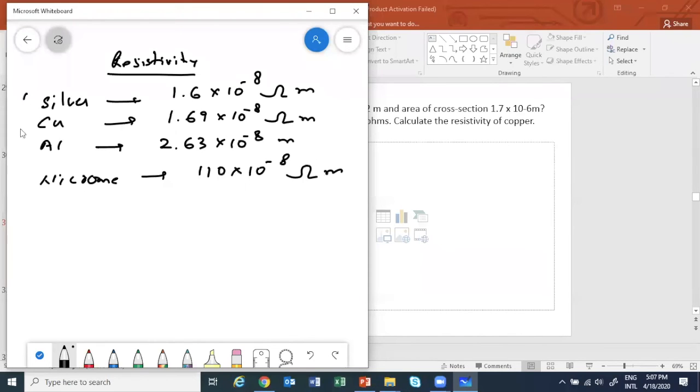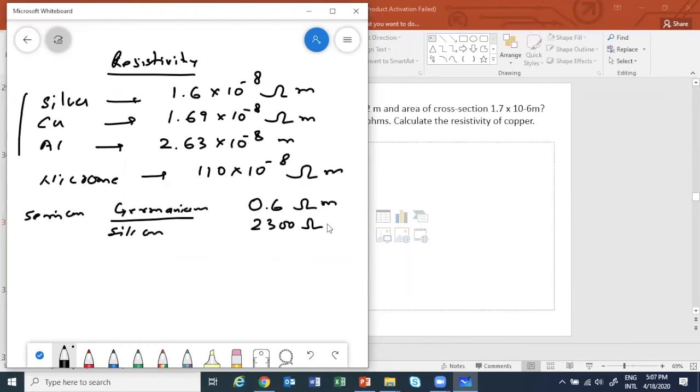So these are the conductors. If we go with the semiconductors, like germanium, you don't need to remember this. This is always given in the books and in the questions. Like 0.6 ohm meter, silicon 2300 ohm meter.